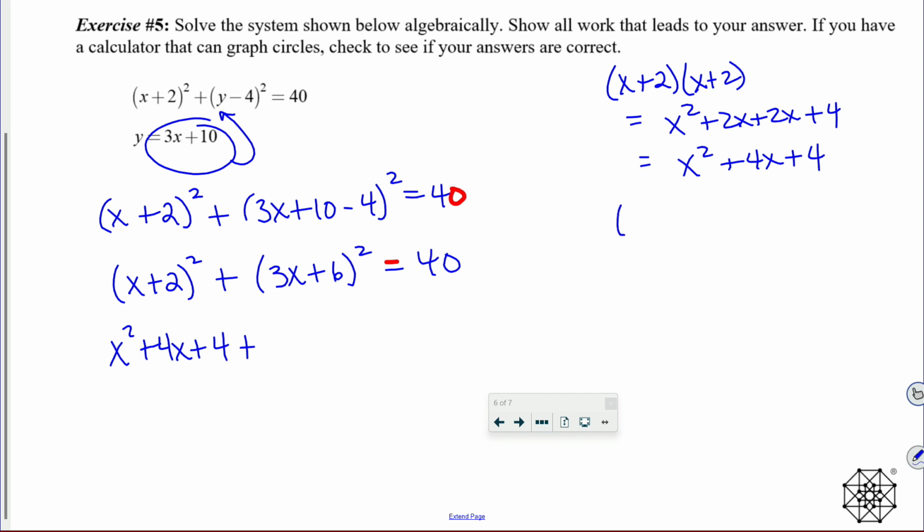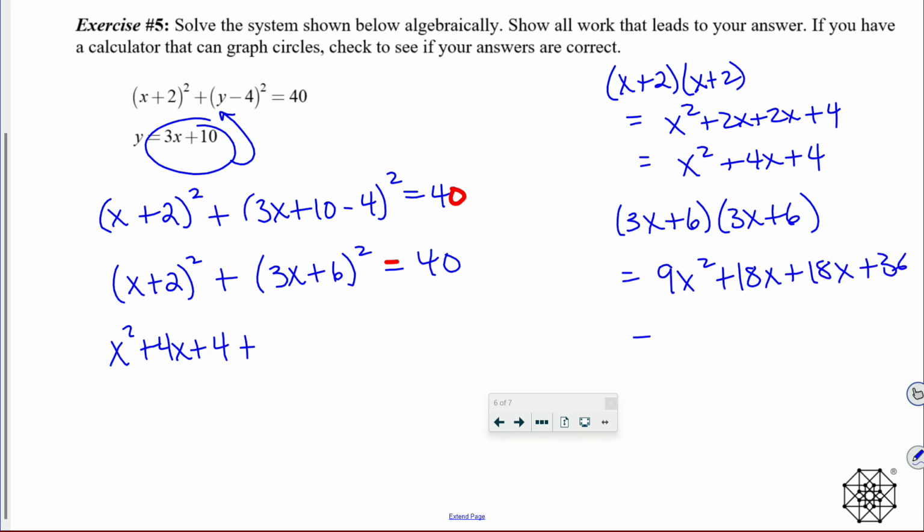And then I also need to figure out what 3x plus 6 squared is. So I put that on the side of my paper and I get 9x squared. This one's a little bit worse, plus 18x plus 18x plus 36. And that gives me 9x squared plus 36x plus 36. Yes, the numbers are starting to get a little bit bigger. So I get 9x squared plus 36x plus 36 is all equal to 40.